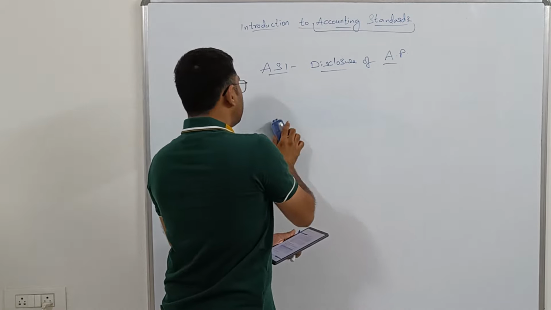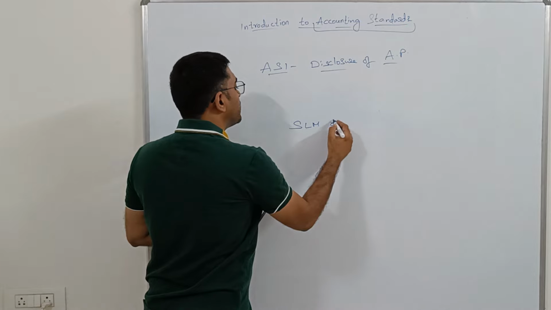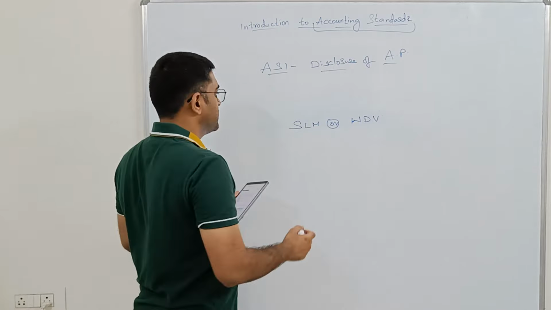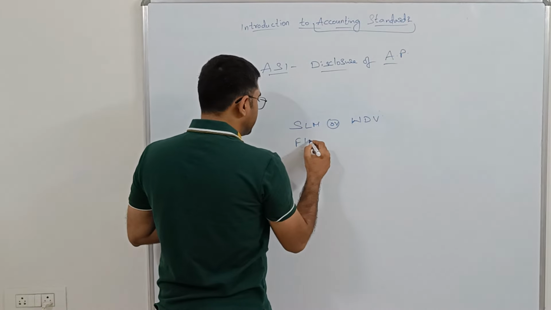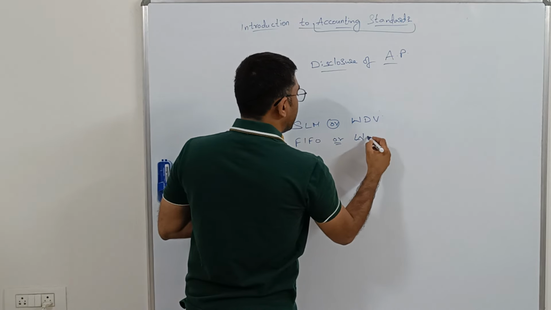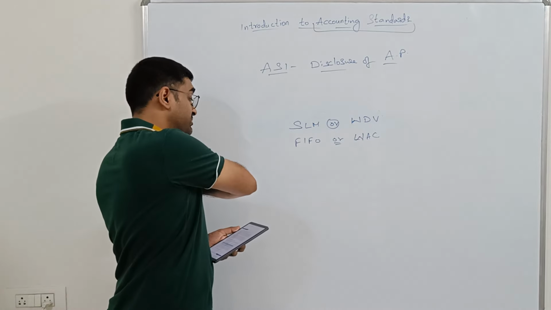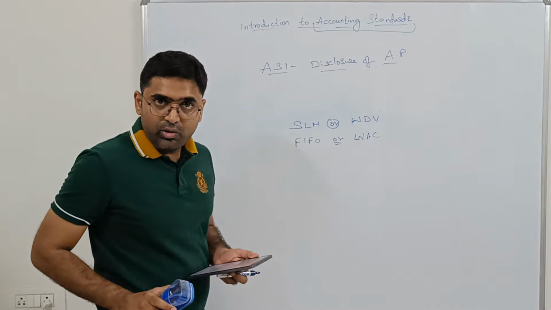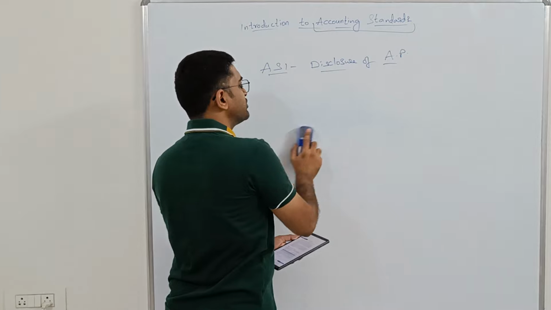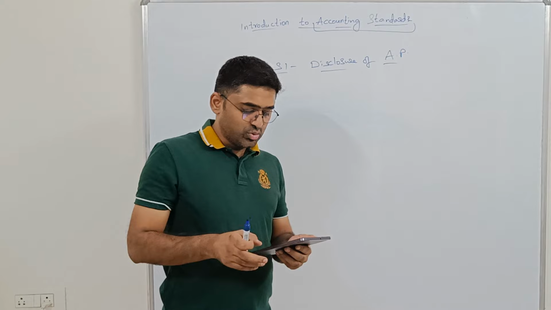Example, a company can follow either straight line method or written down value method for charging depreciation. A company can follow either FIFO method or weighted average cost method for valuation of inventory. So which method you are going to follow is your accounting policy. A company may follow straight line method. So their policy is to follow straight line method while charging depreciation, and so on.